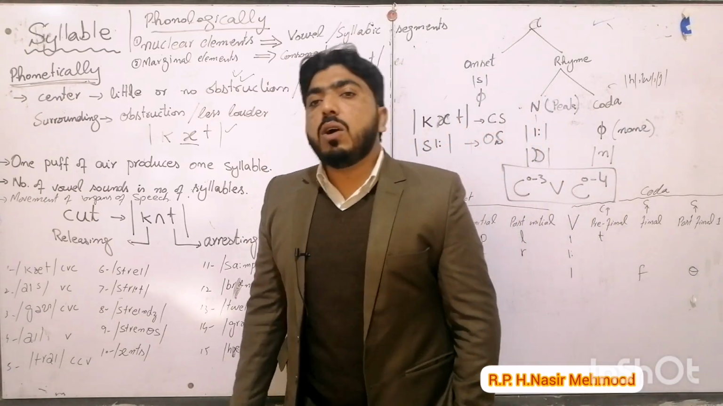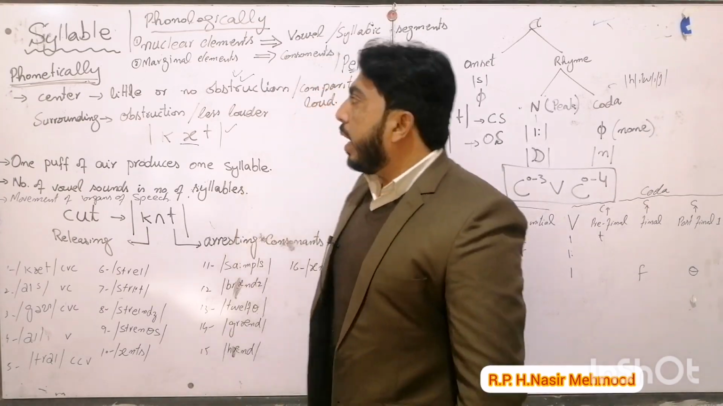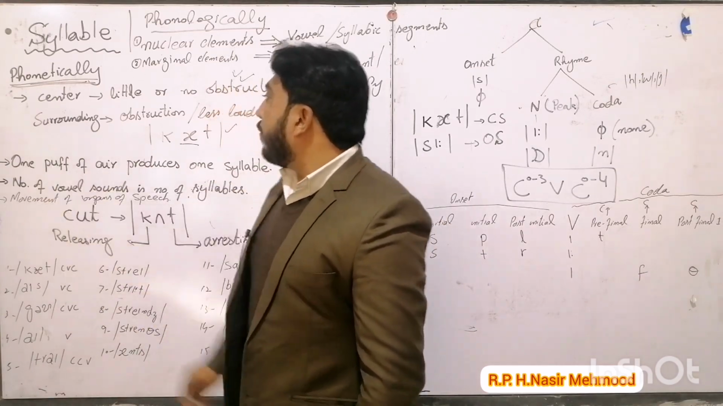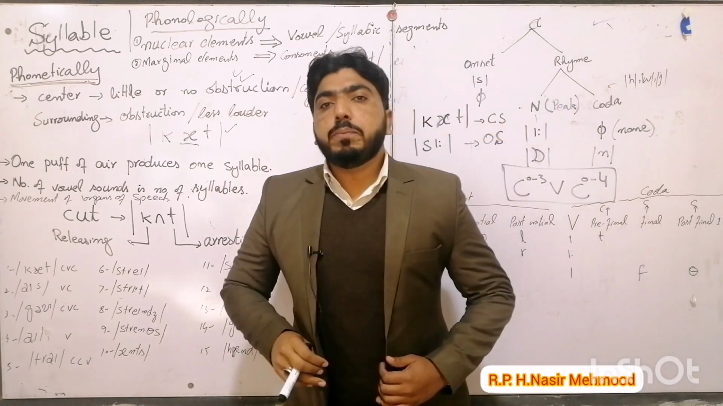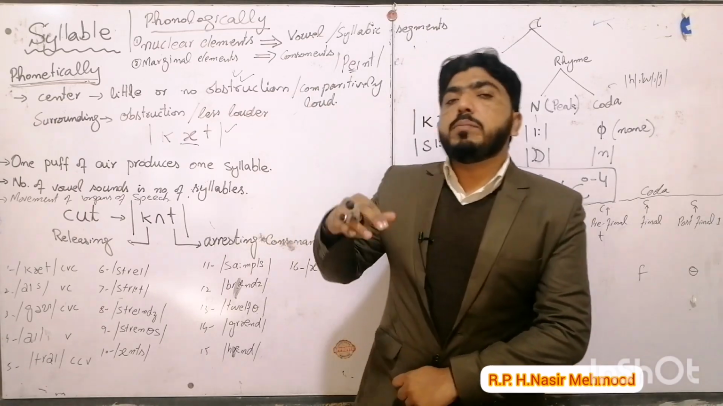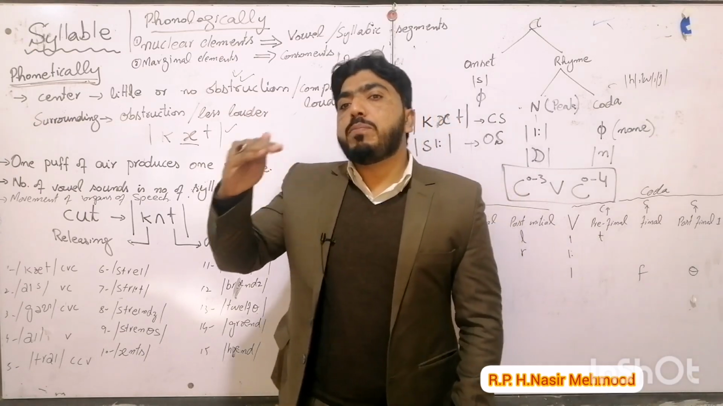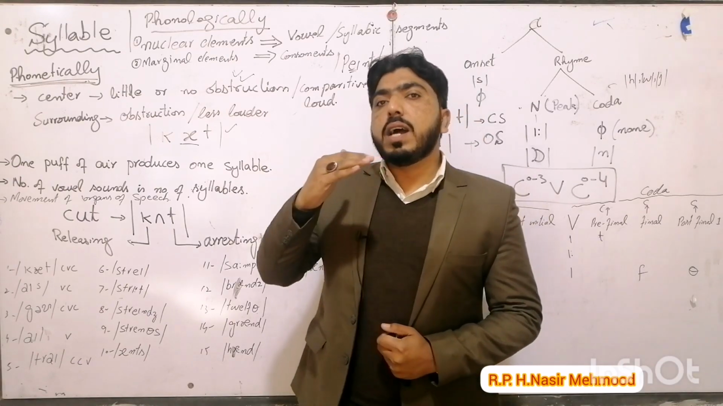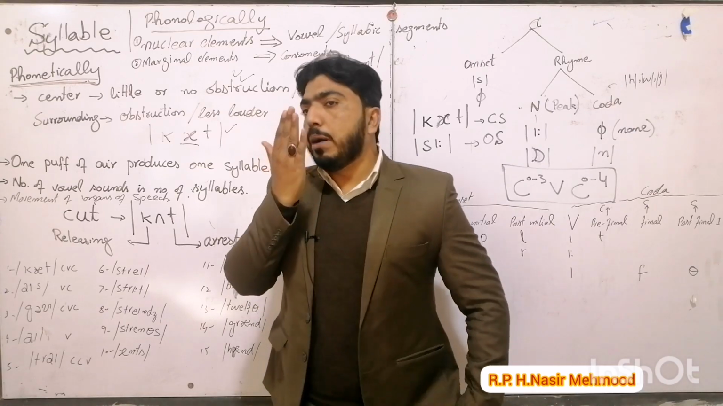Now the question arises: how can we come to know about the number of syllables in a word? For example, one puff of air produces one syllable. Whenever we try to articulate different words, there are a number of puffs of air that we produce. So the number of puffs of air will decide the number of syllables. For example, if I say ka, by putting your hand at this place, you can identify the puff of air.